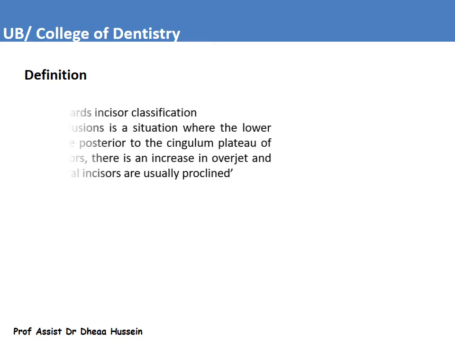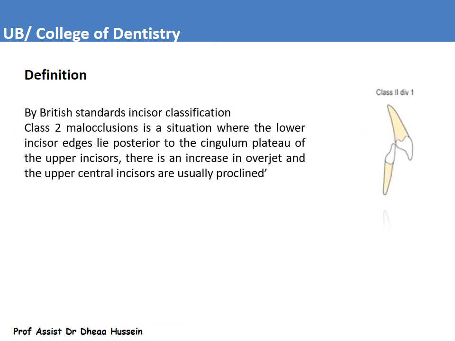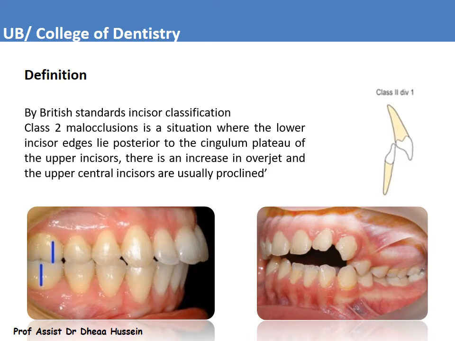Well, Class 2 basically has a Class 2 molar relationship, but because of the effect of the anterior teeth on the whole general look of the patient and the demand for treatment, we need to understand the incisal classification. With Class 2 malocclusion, the incisal has Class 2 Division 1, where the incisal edge of the lower incisors are posterior to the cingulum plateau of the upper. The overjet is increased and the upper central incisors are usually proclined.